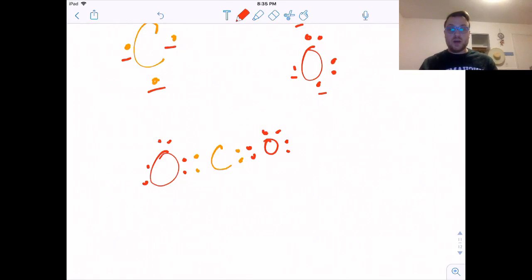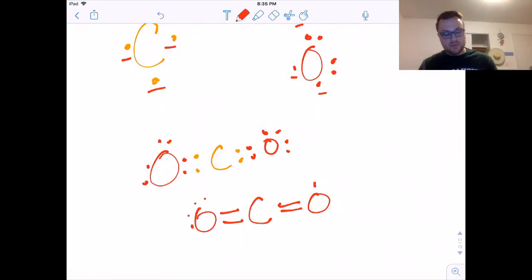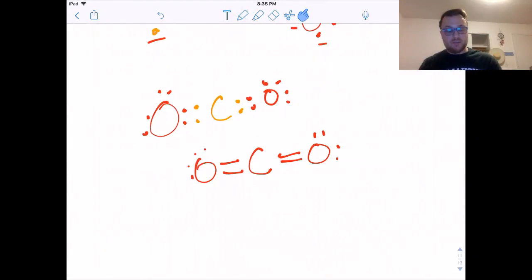Now, when you look at the central atom, in this case carbon, there are no lone pairs. Linear. This is just a straight line. Lovely straight line. Carbon dioxide. Double bond. Okay. Let's do one with a triple bond. Let's do N2.